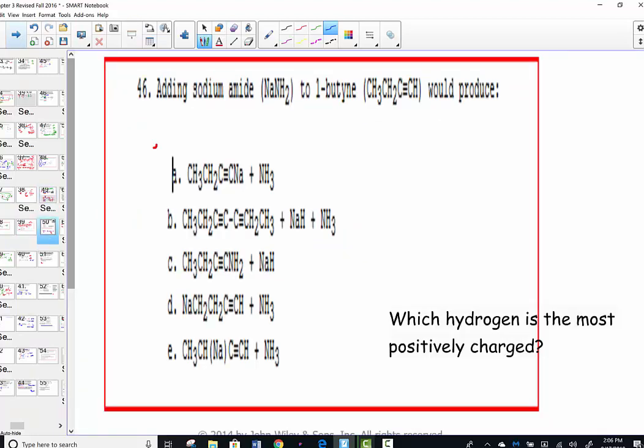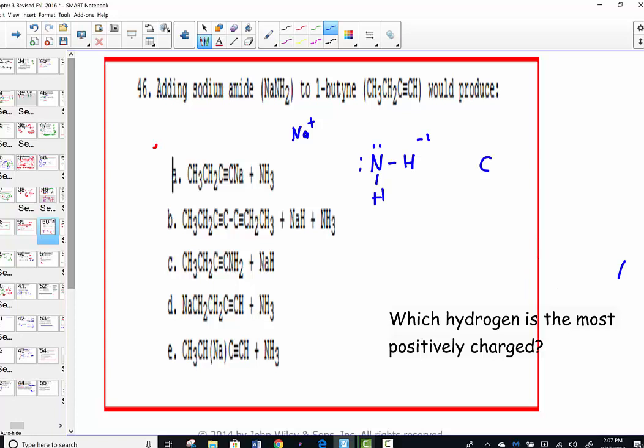When adding sodium azide, I'm going to just draw that. Sodium azide, NH2 negative. Sodium is a spectator, Na plus, NH2 negative, sodium azide.